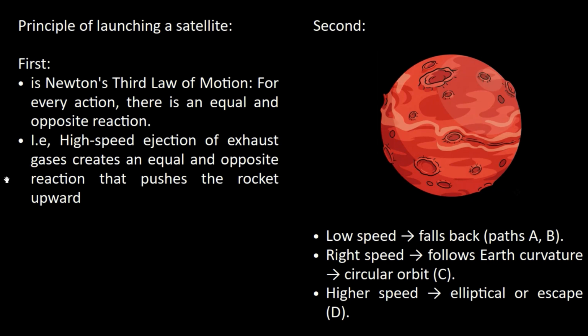Now, moving on to launching. The basic principle that we use for launching is Newton's third law. For every action, there's an equal and opposite reaction. So basically, to launch something, I need a push. How do we get that push? The push comes from high-speed ejection of exhaust gases, creating an equal and opposite reaction that pushes the rocket upward.